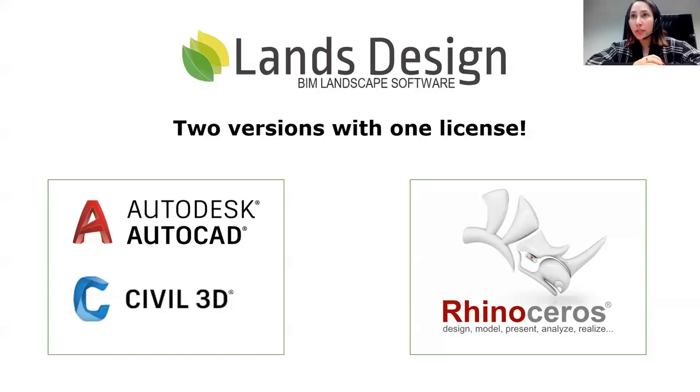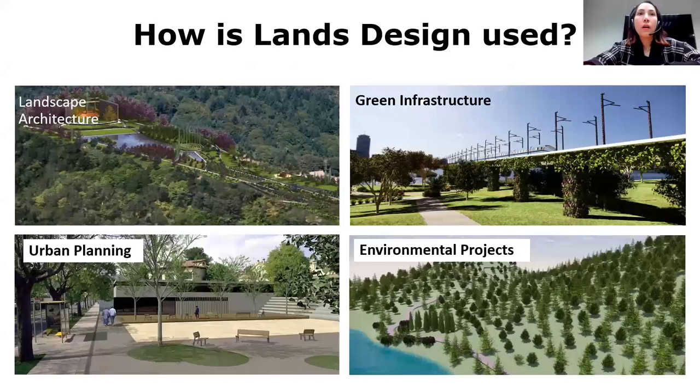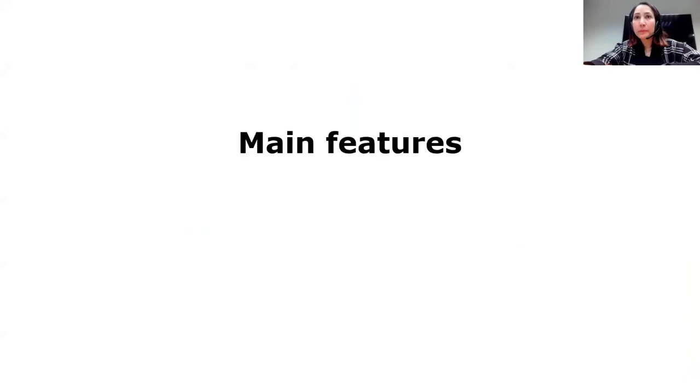Lens Design has two versions. That's why I was asking your knowledge about that. There are two versions. One works on top of AutoCAD and Civil 3D. And another version works on Rhino. So with the same license, you may have both versions. And so it's up to you to choose which version. Basically, the program is used in different fields apart from landscape architecture. It is used for civil engineering, for urban planning projects, and for environmental projects.